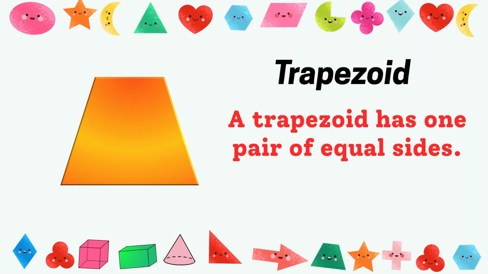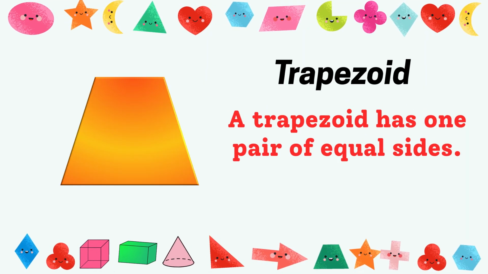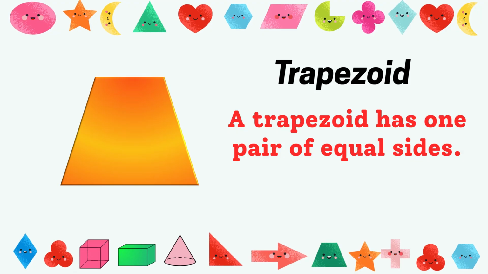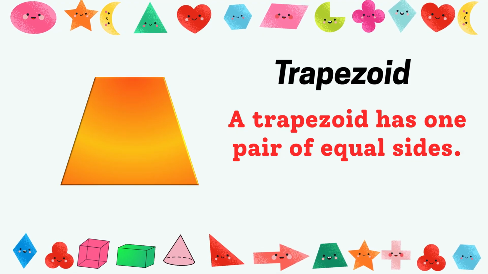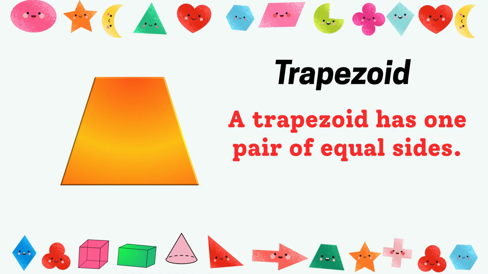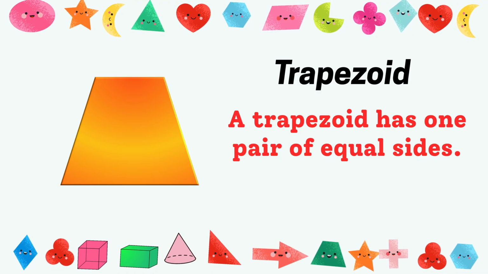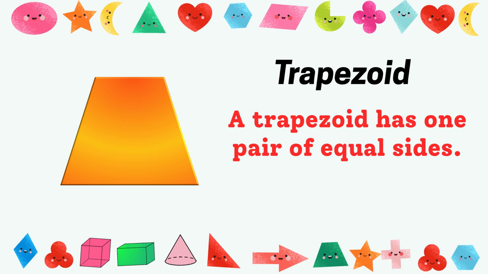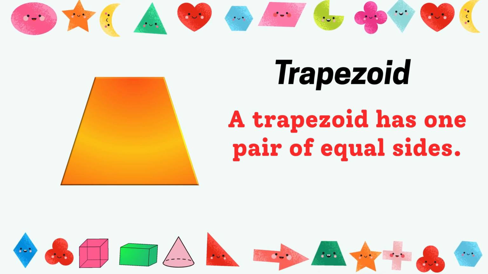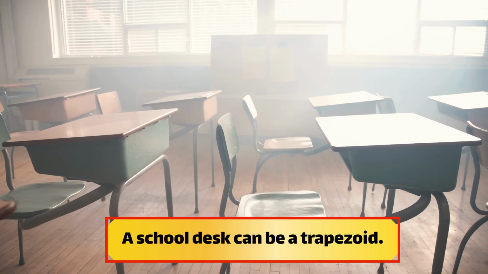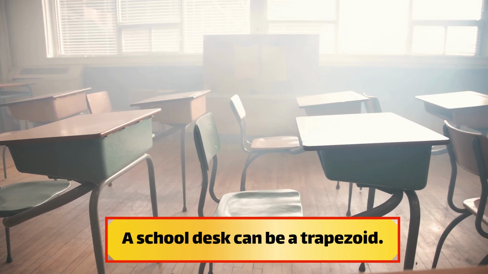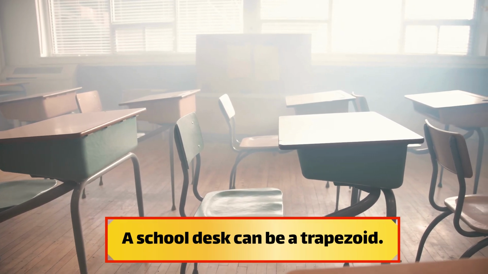Trapezoid. A trapezoid has one pair of equal sides. A school desk can be a trapezoid.